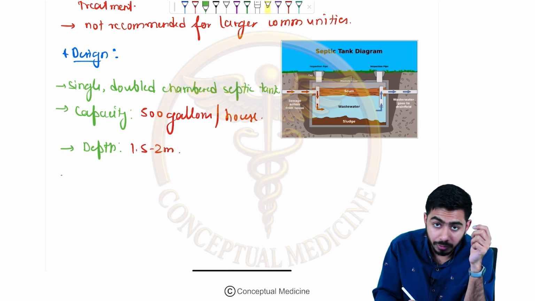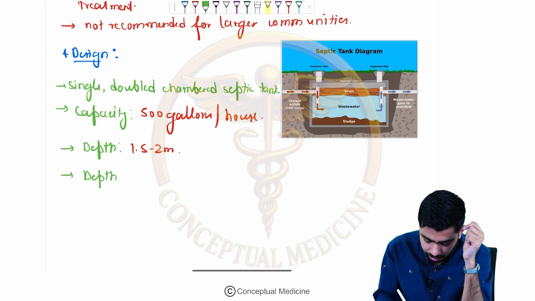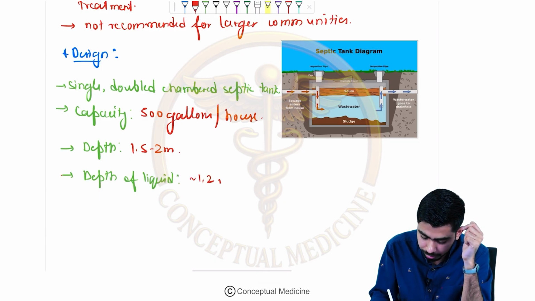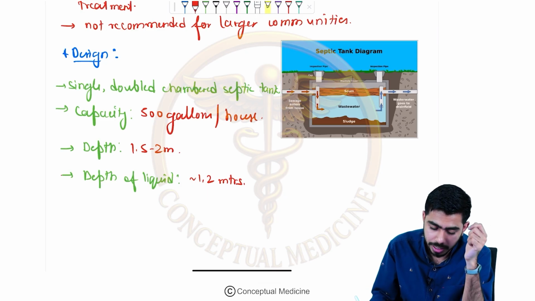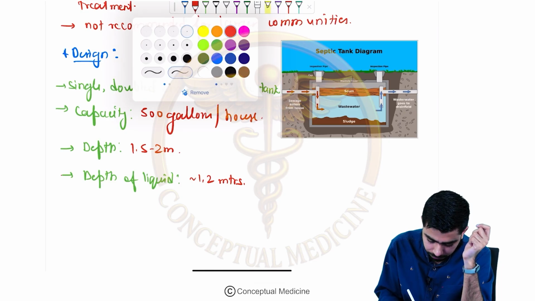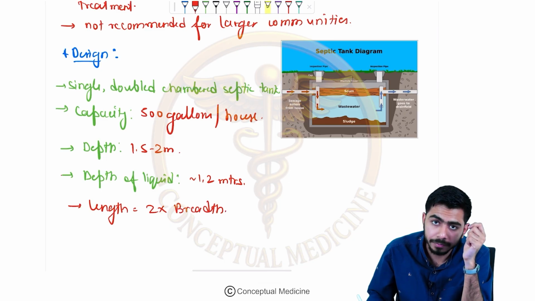If they ask you, two questions might be asked: depth of the tank and depth of liquid. The depth of liquid will be around 1.2 meters. Please do remember that. And the length is usually twice its breadth of the septic tank.